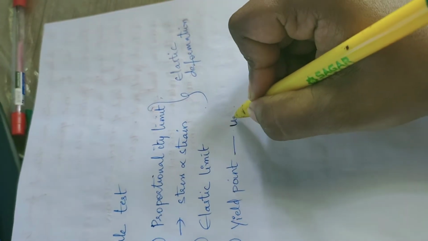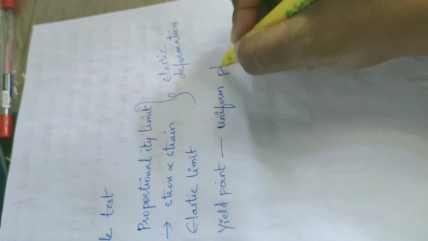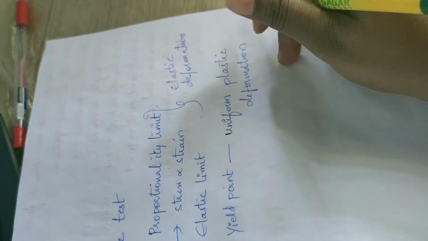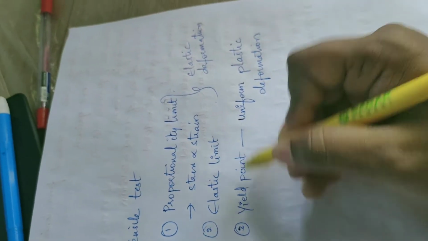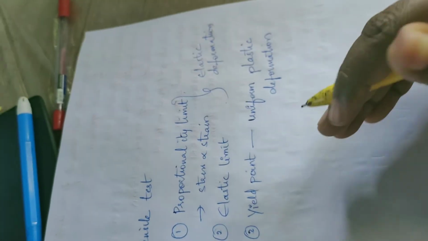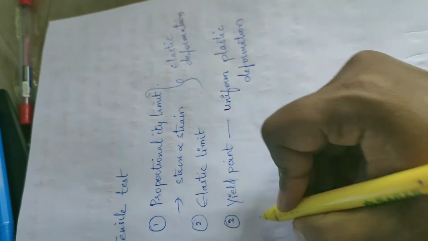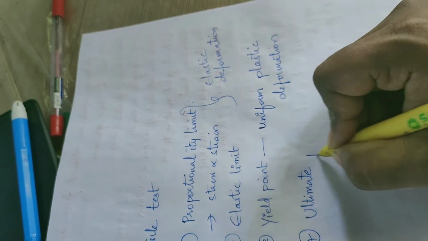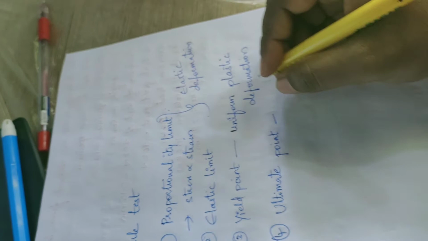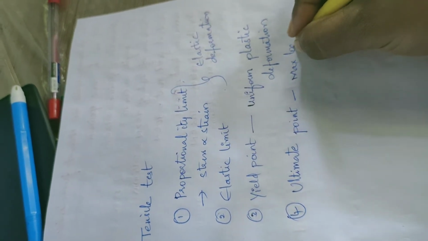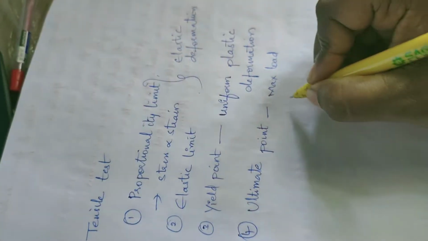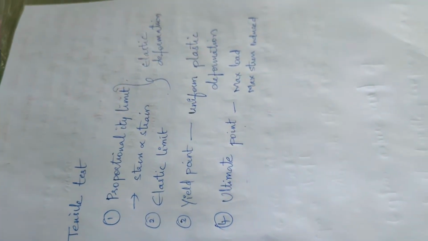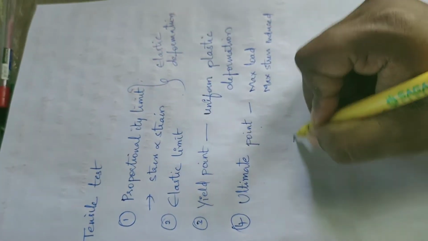Till here it will show its elastic deformation, whereas after this it will show uniform plastic deformation. It means it will not regain its shape after removing the load. So this is very next to that of elastic limit. After that it will go on deforming uniformly up to a maximum load, that is nothing but the ultimate point. At ultimate point it will carry maximum load, that is maximum stress can be induced at this point.